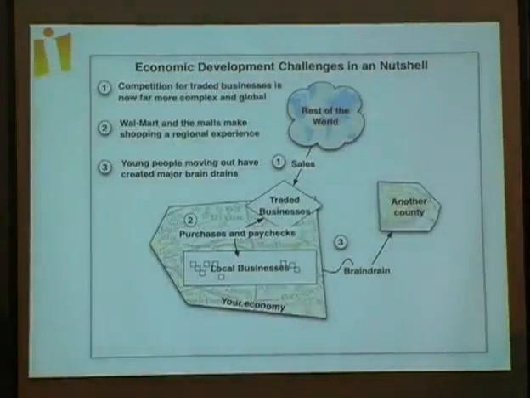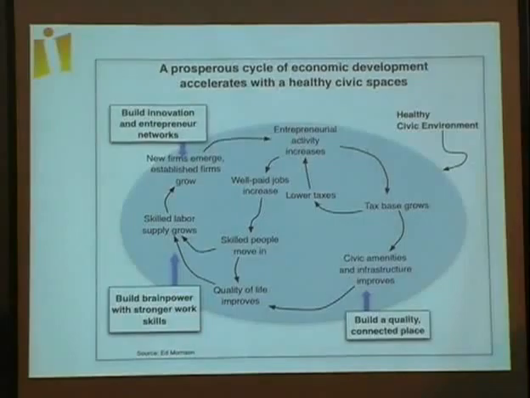It's become tough to do that simply because competition for traded businesses, these sophisticated businesses, is becoming more complex. Walmarts are sapping the energy out of our downtowns, and young people are obviously moving away. If you look at a cycle of business development, this is an accelerating cycle of prosperity in regions like Austin and like Research Triangle and like Silicon Valley. You have an accelerating cycle.